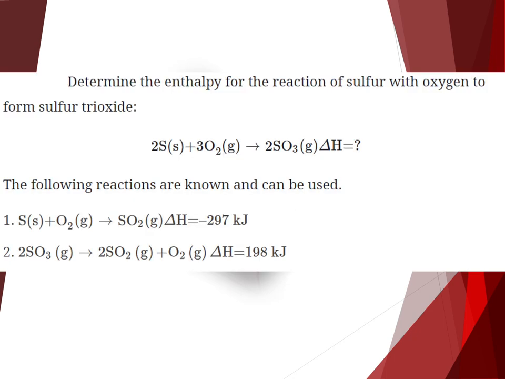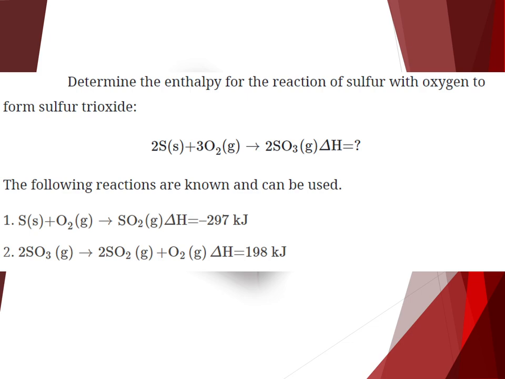Determine the enthalpy for the reaction of sulfur with oxygen to form sulfur trioxide, according to the following equation. So we'll be solving for delta H. Now, we have access, and you will always have access, to a set of equations that represent reactions with known enthalpies. And you'll be using Hess's law to combine and manipulate these values to figure out the overall enthalpy. So these are the two reactions that we have access to.